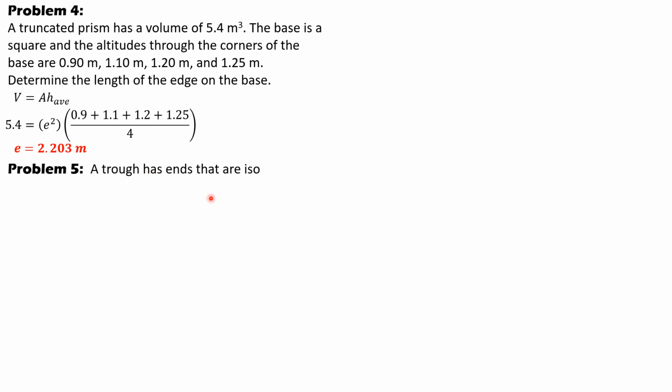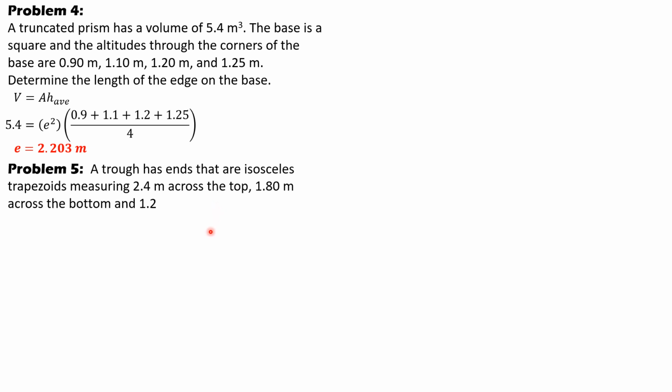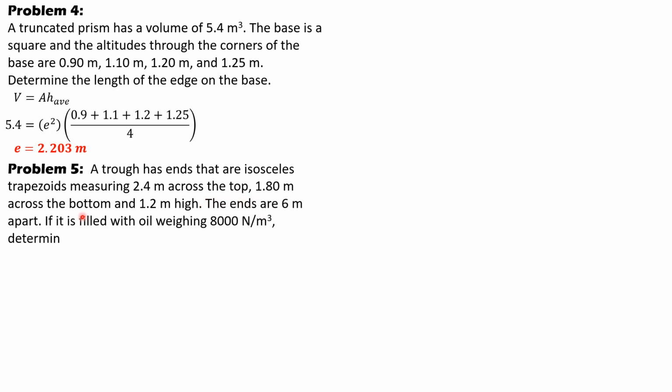Problem 5. A trough has ends that are isosceles trapezoids measuring 2.4 meters across the top, 1.8 meters across the bottom, and 1.2 meters high. The ends are 6 meters apart. If it is filled with oil weighing 8,000 newtons per cubic meter, determine the weight of oil in the trough if its depth is 1 meter.